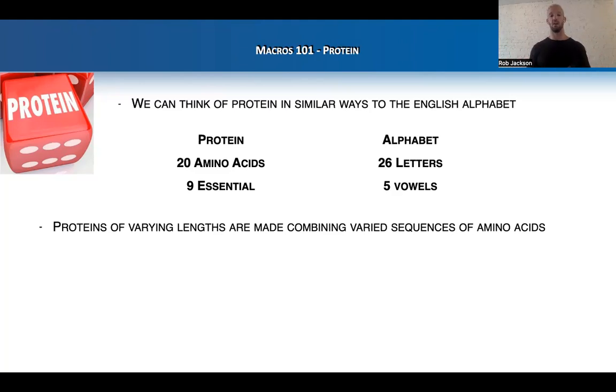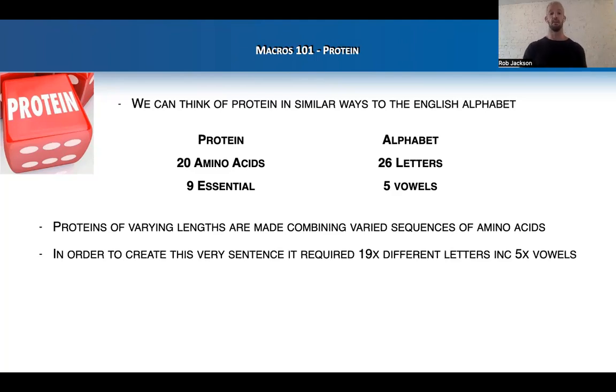So if you've got these 20 amino acids, the way that you string them together, much like letters, is going to change the words or sentences that you can build. So for example, in order to create this very sentence, it required 19 different letters, including all 5 vowels. So we can think of protein in a similar way. If you don't have enough vowels, then it drastically limits the language that you can use.